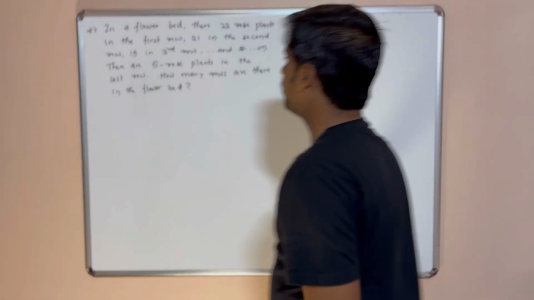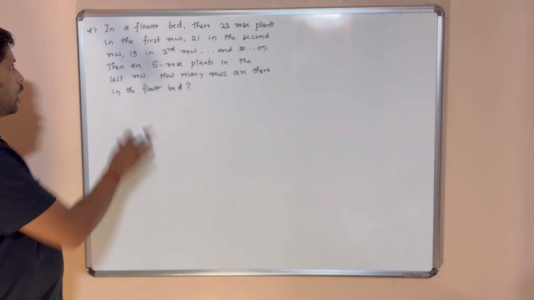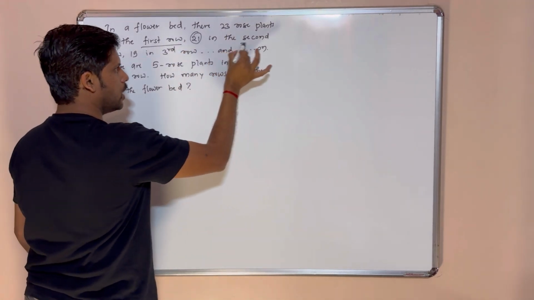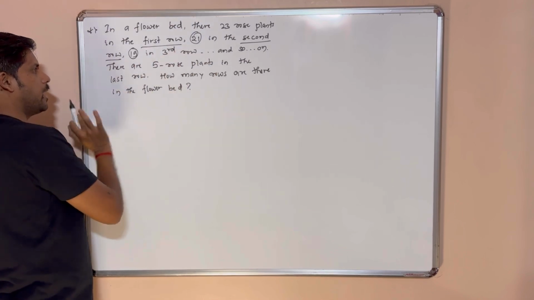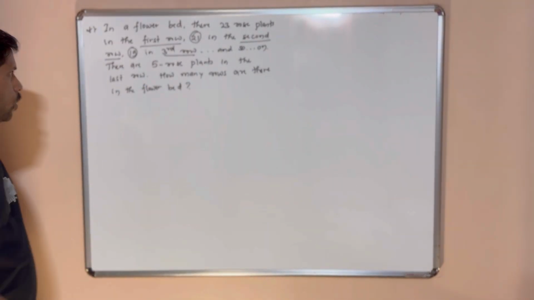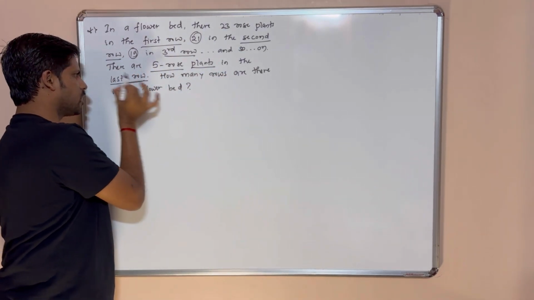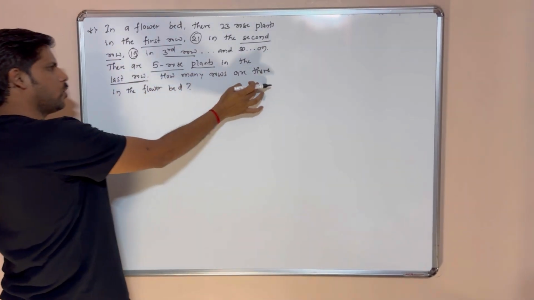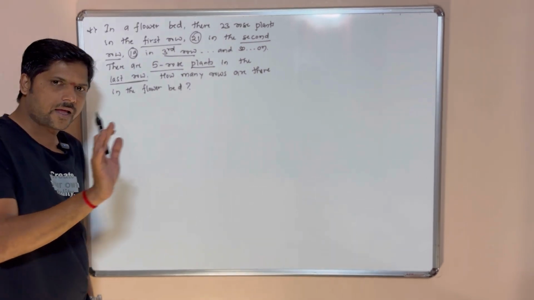Next question. In a flower bed, there are 23 rose plants in the first row and 21 in second row, 19 rose plants in third row and so on. And also there are 5 rose plants in the last row. So now we have to find how many rows are there in the flower bed. First analyze the problem and write the AP.